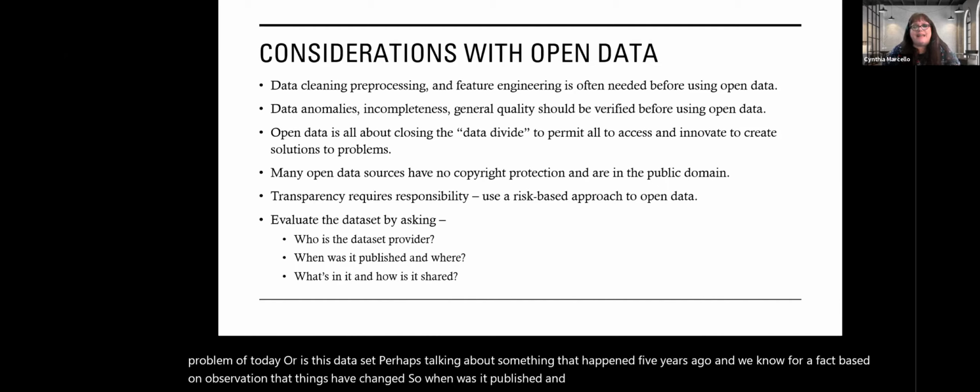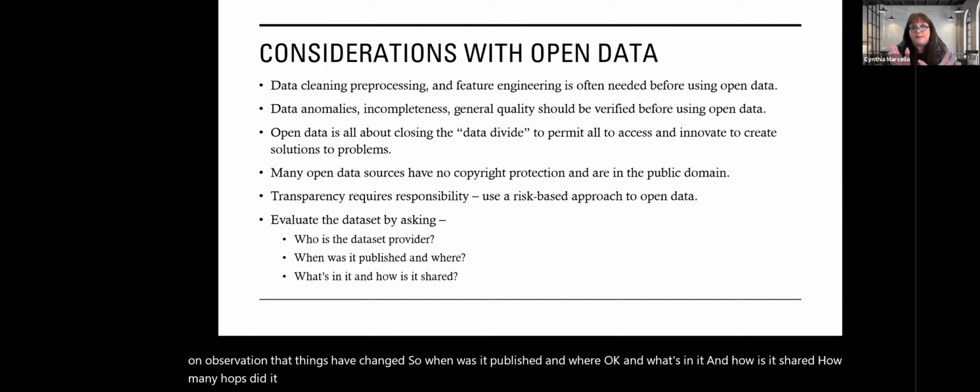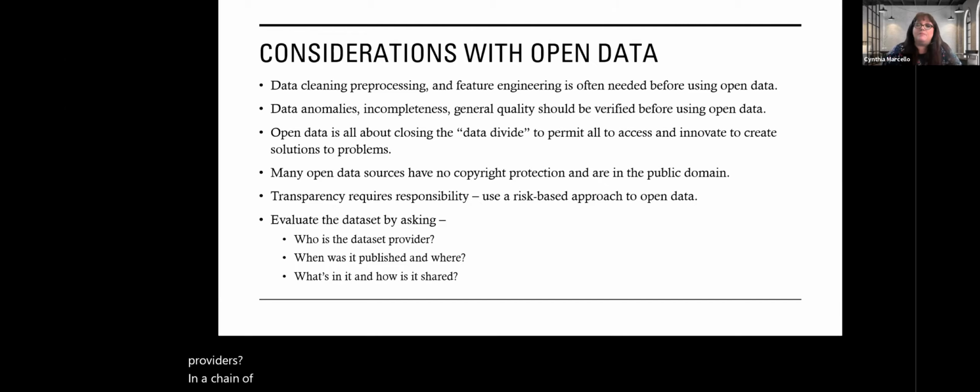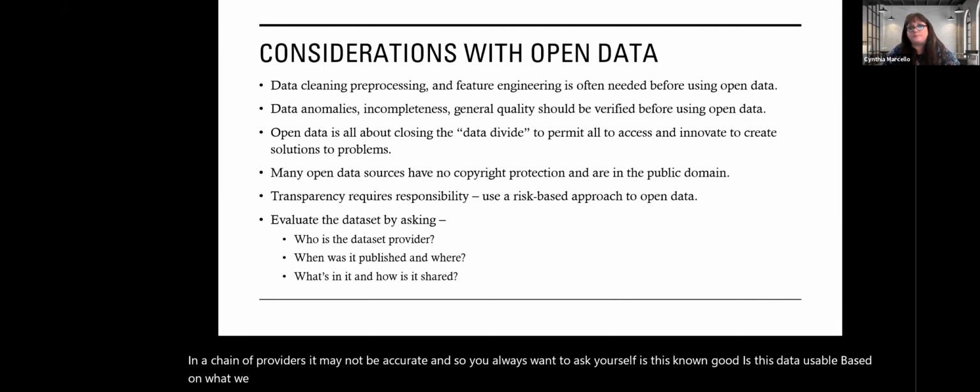Okay, and what's in it and how is it shared? How many hops did it go through to get to where it is that I'm looking at right now? If the data has gone through a lot of providers and a chain of providers, it may not be accurate. And so you always want to ask yourself, is this known good? Is this data usable based on what we know about known good?